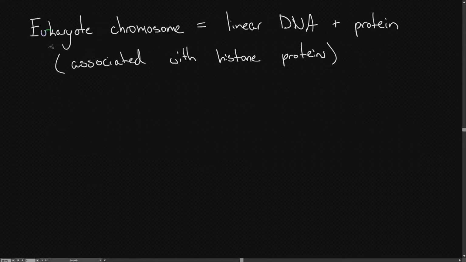So here we see that a eukaryote chromosome is comprised of linear DNA and protein. And in this case, the chromosome is associated with histone proteins. So when we're saying plus protein, we're referring to these histone proteins.